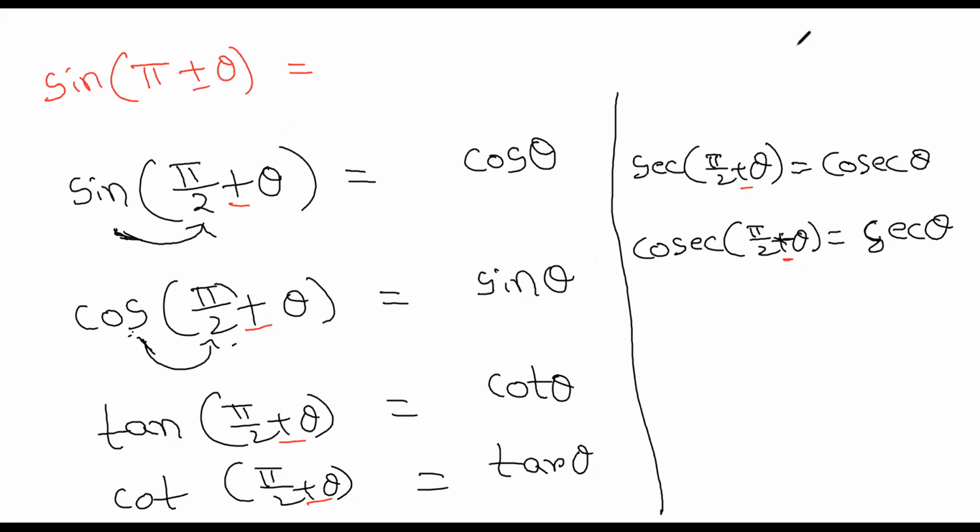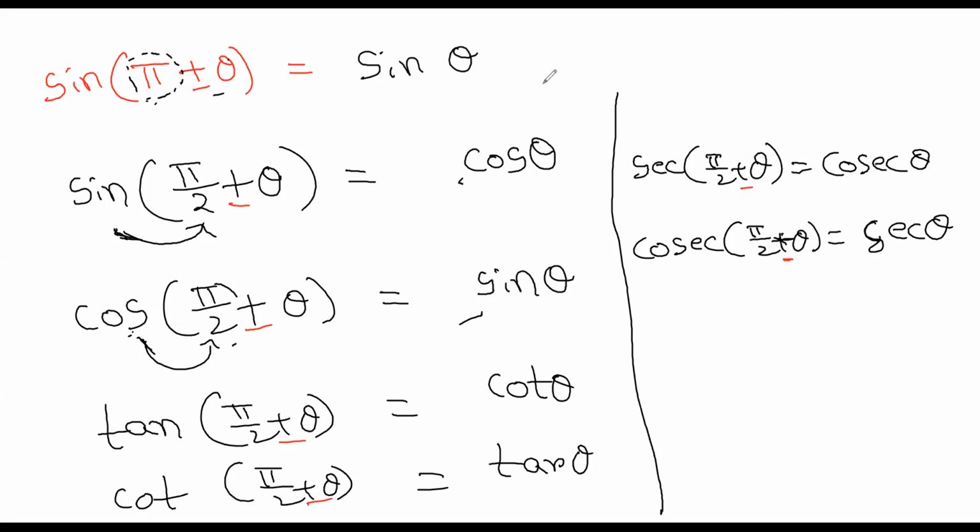Sine plus or minus theta. If it is plus, it comes as plus. If it is minus, you will see in which quadrant it is lying. That is the main thing. When it is sine or any trigonometric ratio, if you are adding pi with some other angle, the trigonometric ratio will stay as it is. That is sine theta itself.